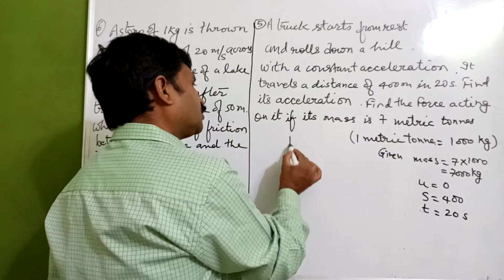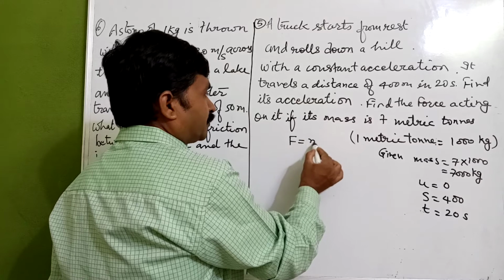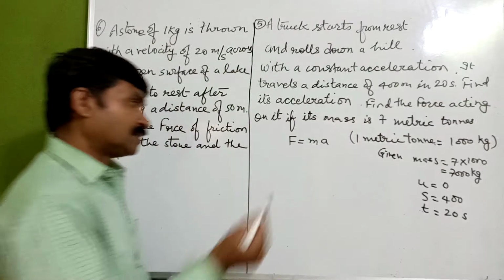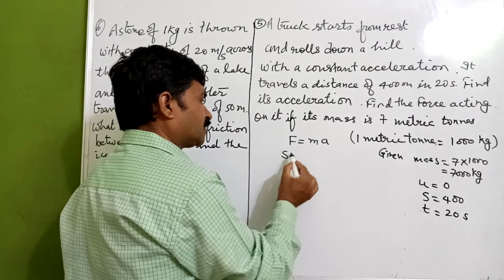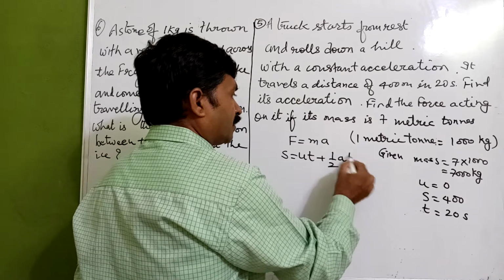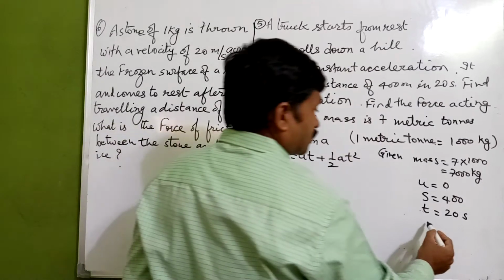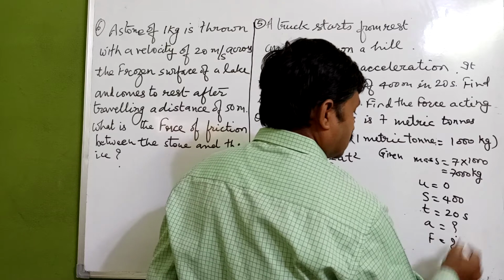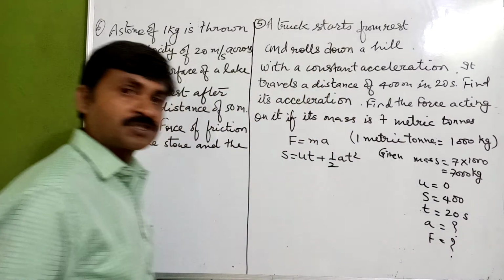Now if we go through the formula of force from Newton's second law of motion, we know that F is equal to m into a. Similarly, if you go with the second equation of motion, S is equal to ut plus half at square. Now a is not given to us, a is not mentioned, so we have to calculate this and we have to determine the force also.